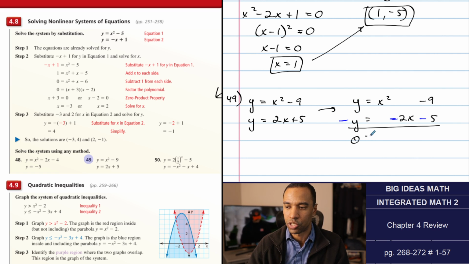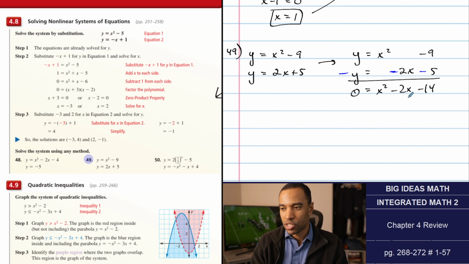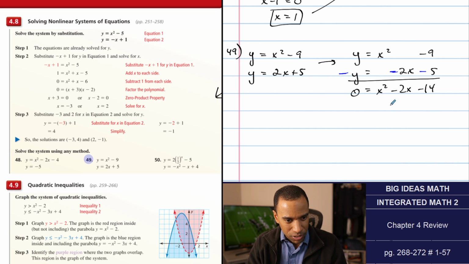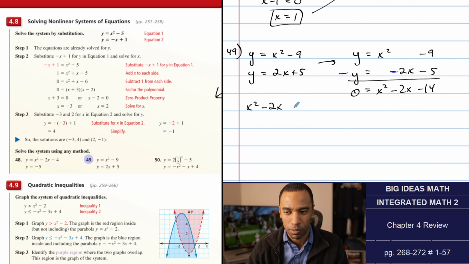Y minus y is 0. X squared comes down. Subtracting the 2x here, and negative 9 minus 5 is negative 14. So you have this equation, which does not appear to be factorable. So now I just want to make sure I did it right. I did. Non-factorable, so we're going to solve using a method of choice. I'll go ahead and use completing the square. I'm not doing more than one method this time.